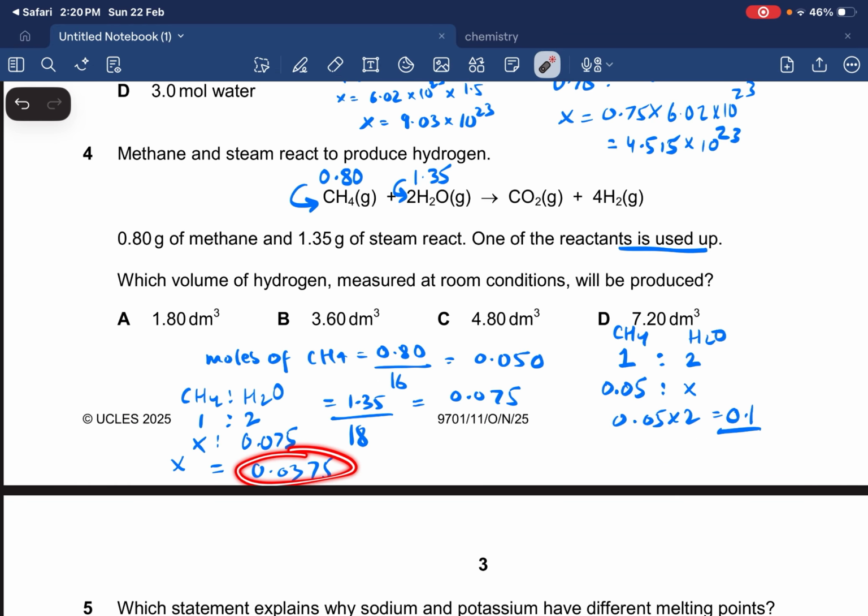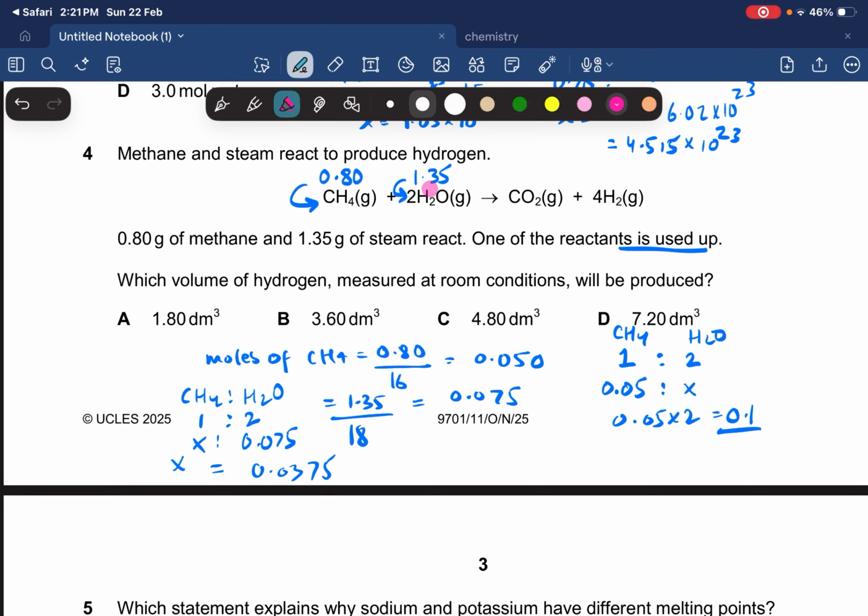So exactly, methane is more, water is less, water is going to be the limiting reactant, right? Which volume of hydrogen measured at room conditions will be produced? Now we know that we always use the moles of the limiting reactant to determine the moles of the product. So if we have 0.075 moles of water, how many moles of hydrogen gas are we going to produce?